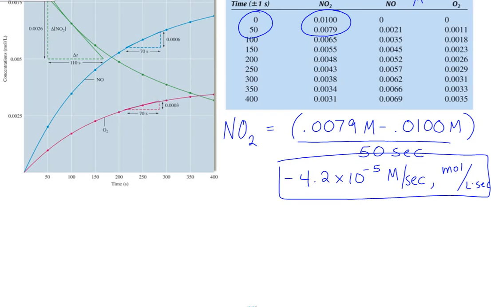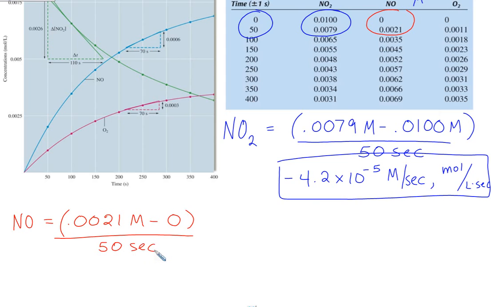Let's do the products. How about NO? Nitrogen monoxide. Change in concentration over the first 50 seconds. Okay, so initially it's 0. That makes sense. It's a product. Initially it's not there. Final concentration is 0.0021 minus nothing, which I'll leave, over 50 seconds.